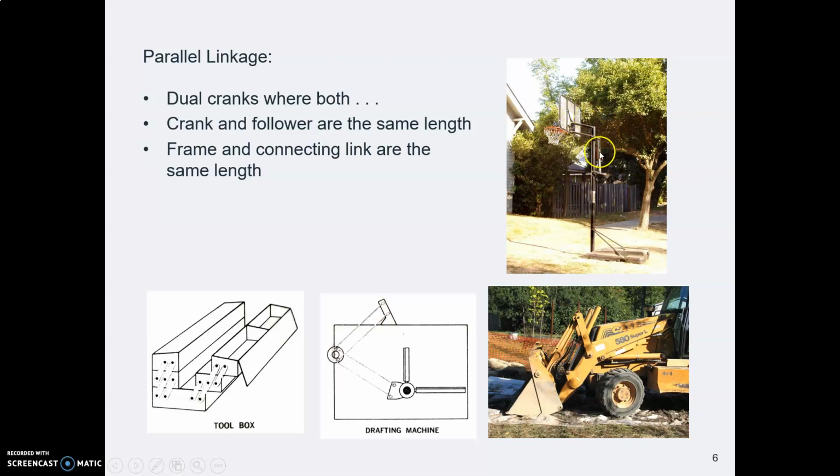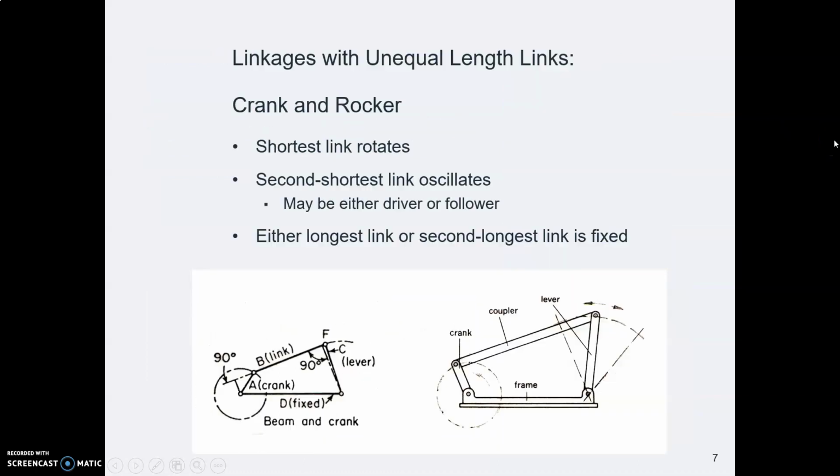Here's a picture I took of a basketball hoop on Hilliard Street that has one of those parallel linkages. Hinges in a toolbox have that. Here's one in an excavator. So those are all dual crank mechanisms where the bars are parallel.